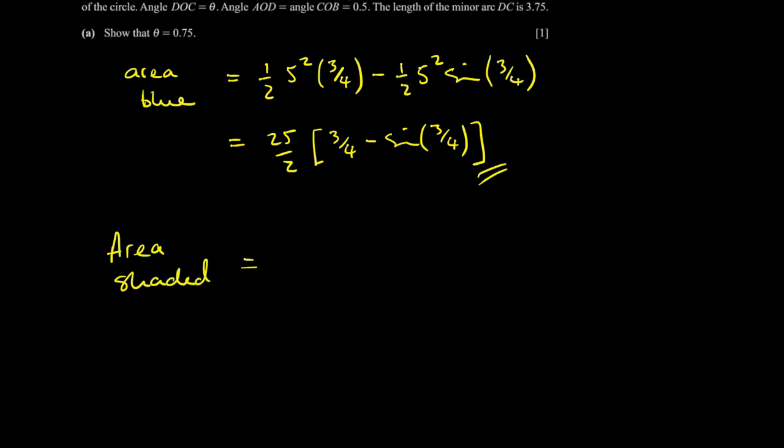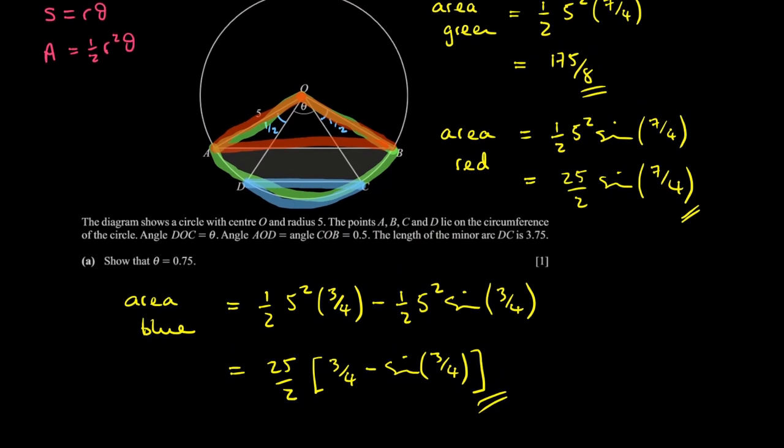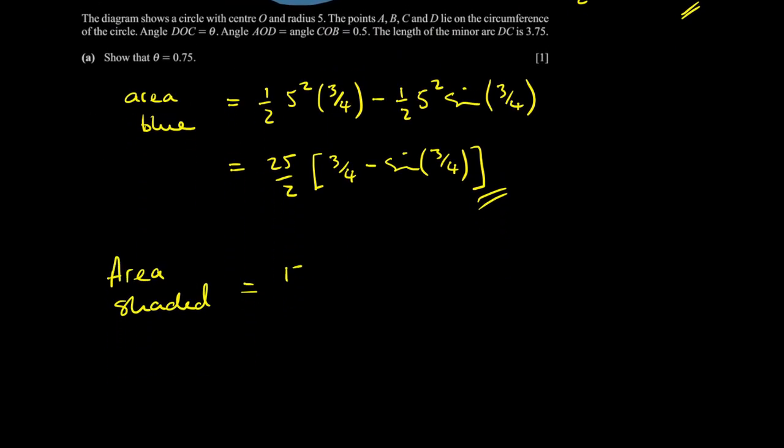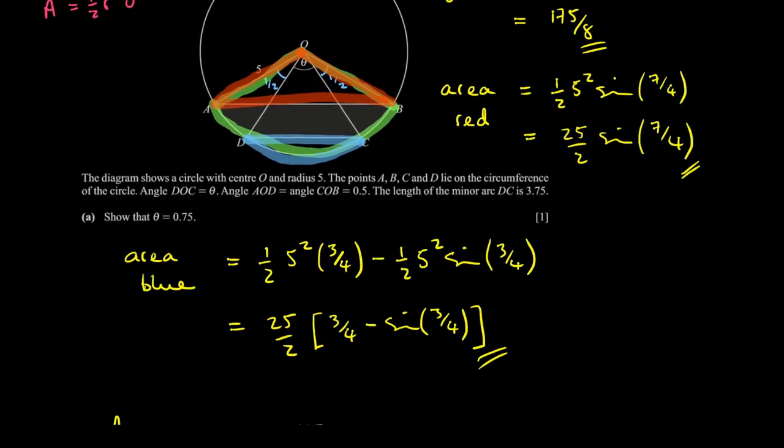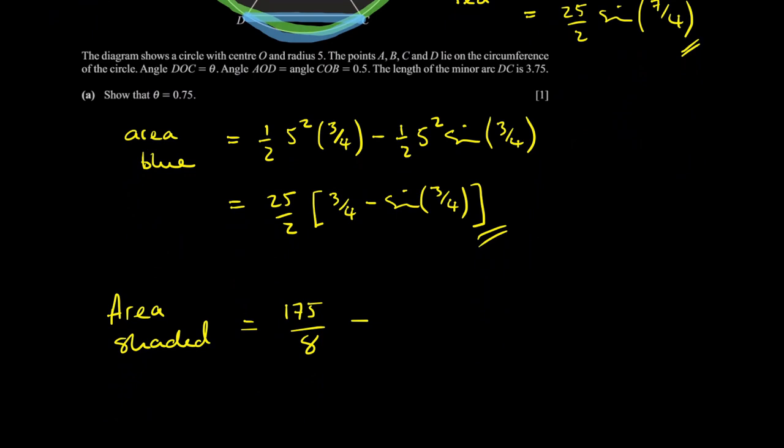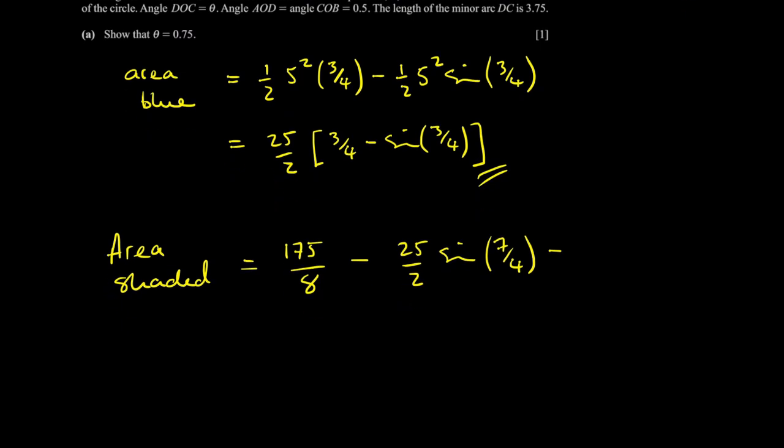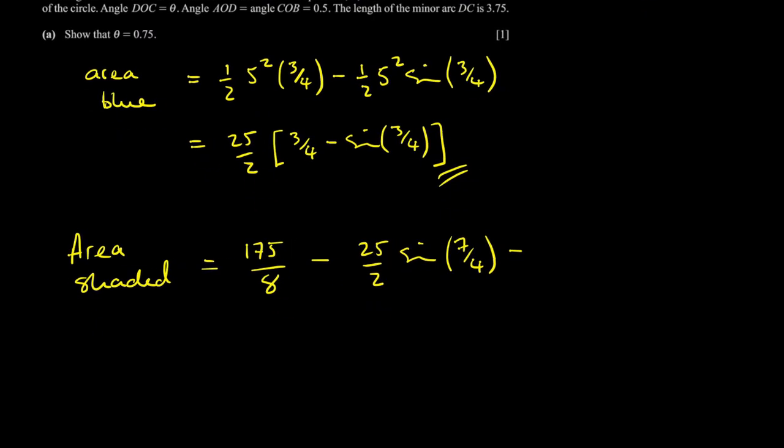is going to be equal to the area of the green, so 175 upon 8, minus the area of the red, which is 25 upon 2, so minus 25 upon 2 sine 7 upon 4, minus the area of the blue, which is going to be 25 upon 2 bracket 3 quarters minus sine of 3 quarters.